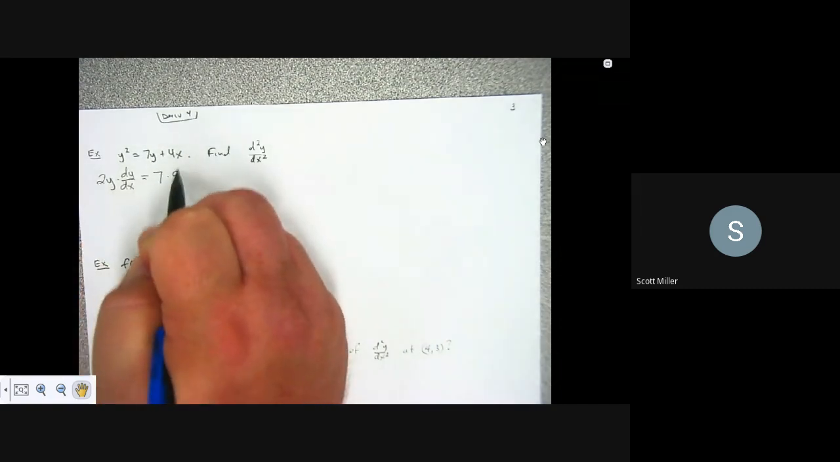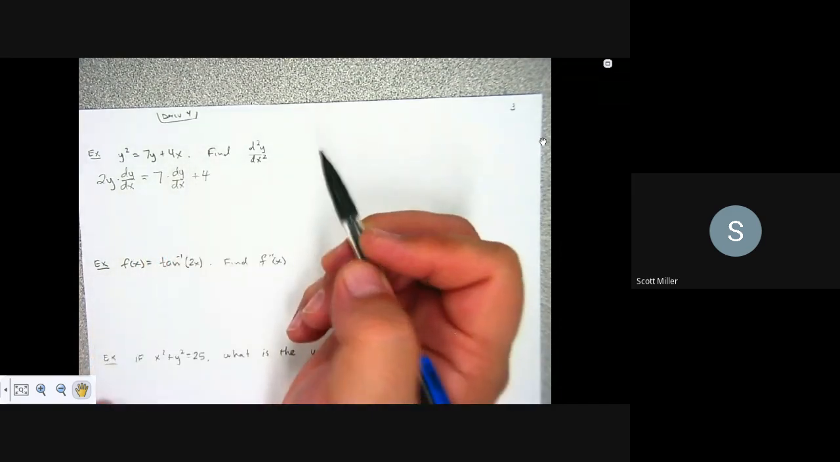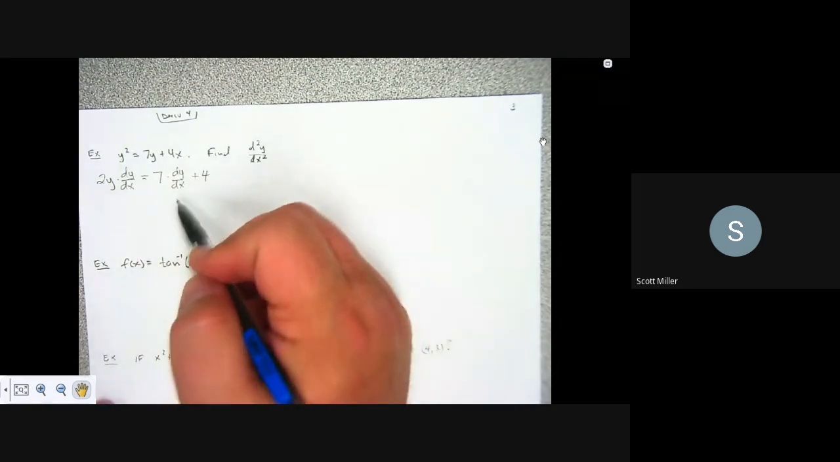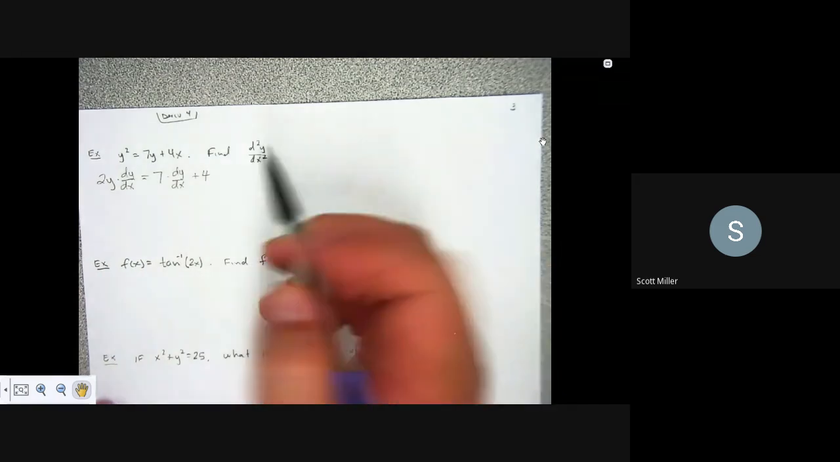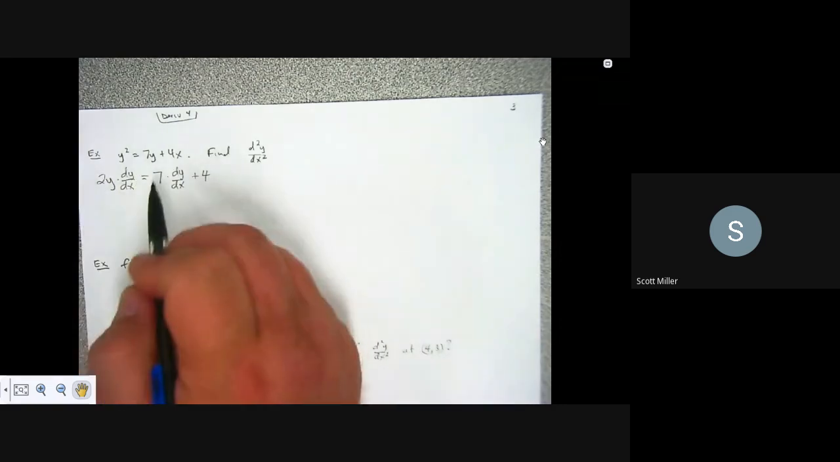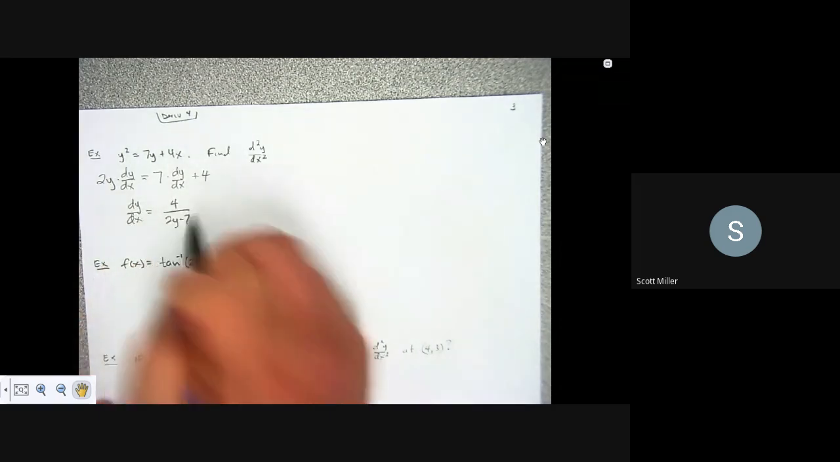So let's take that, start us off. This is going to be 2 times y times dy dx equals 7 times dy dx plus 4. Before I go on, I do recommend again that you try and solve for dy dx. If you can't, you'll have to take the derivative as you see it. But it's best if you can solve this for dy dx. I can move the 7 over here and then factor out the dy dx and move things around. And when I do so, I'll end up with dy dx equals 4 over 2y minus 7.